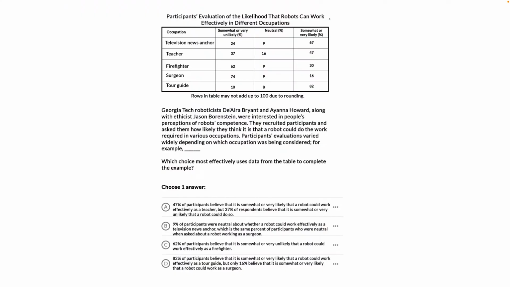Let's take a look at this question from the reading and writing test. So right off the bat from the table here, I know I'm looking at a quantitative evidence question. We have an infographic full of data, a short passage that outlines a trend in that data, and we're asked to figure out which choice most effectively uses data from the table to complete the example.